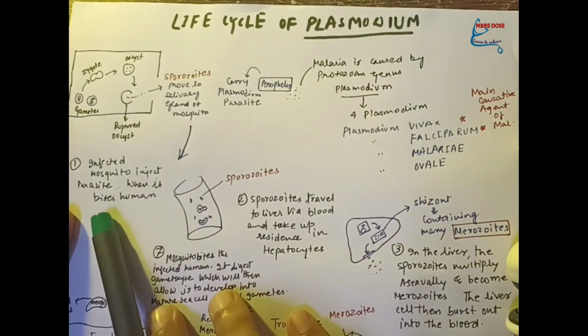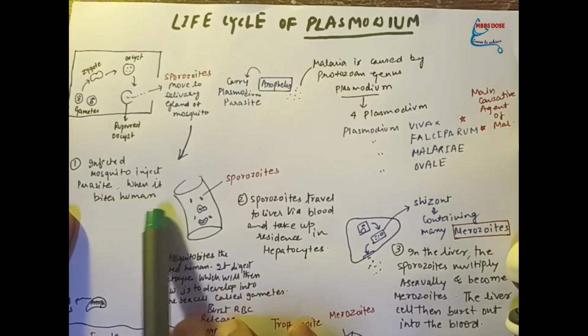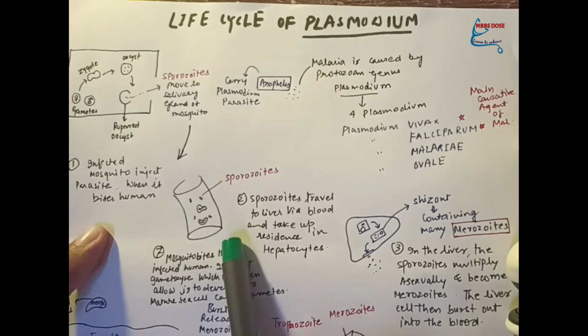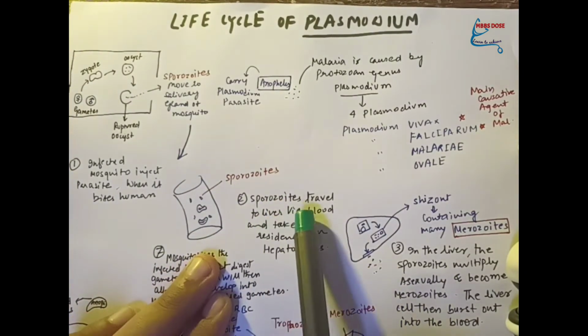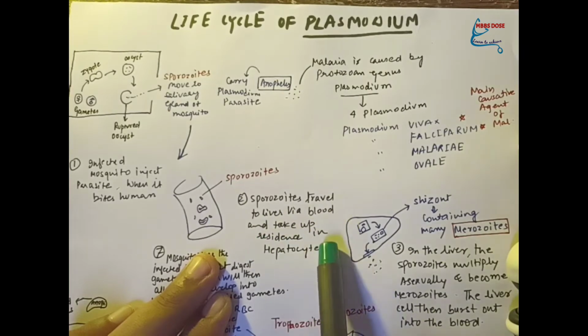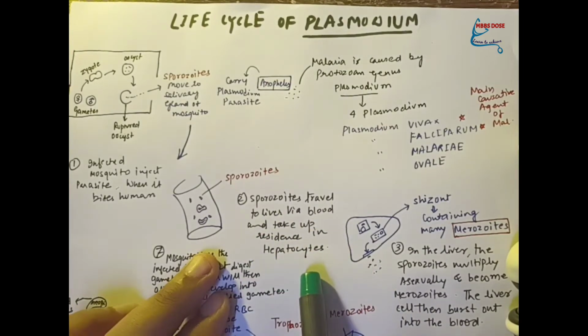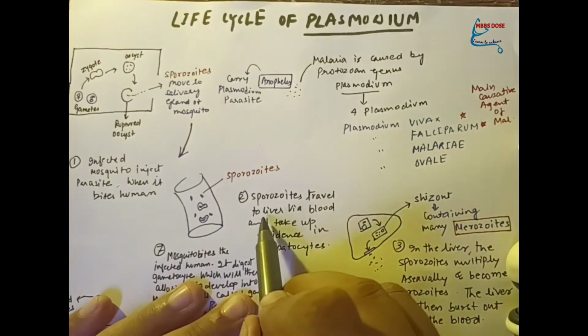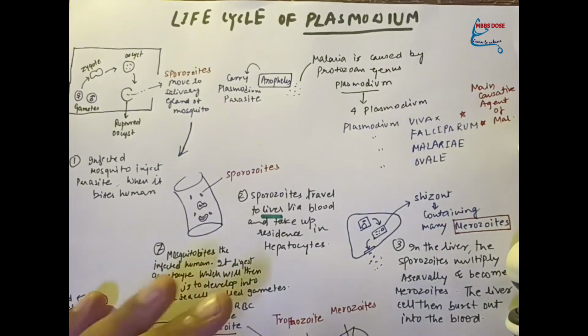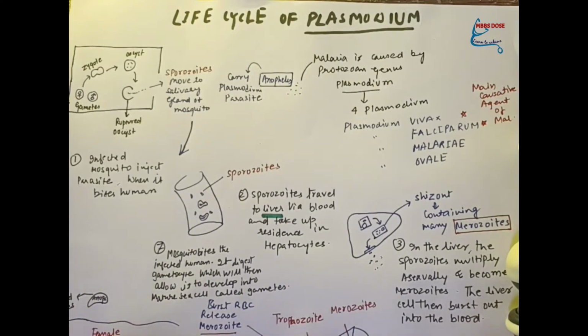The first step is the infected mosquito injects the parasite when it bites a human. Then we have sporozoites in the blood, and the sporozoites travel to the liver via blood and take up residence in hepatocytes. So from now on, the sporozoites travel all through the blood to reach which point? The liver. And it takes residence in the hepatocytes, or the cells of the liver.